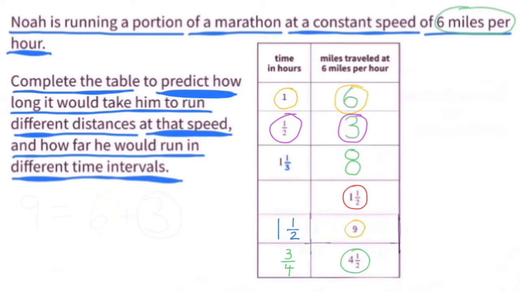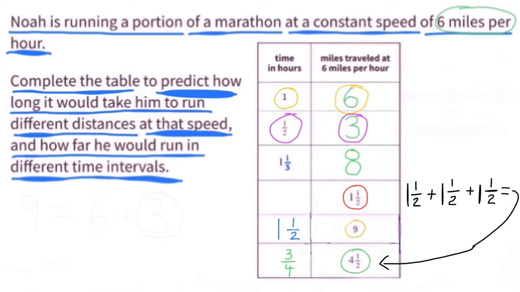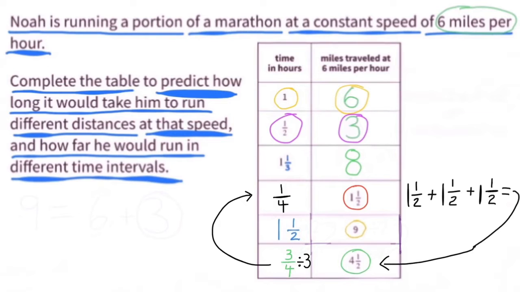1.5 miles traveled at 6 miles per hour is 3 times less than 4.5 miles traveled at 6 miles per hour, because 1.5 plus 1.5 plus 1.5 equals 4.5. We can divide 4.5 by 3 to get 1.5, and we'd have to divide 3/4 by 3 to get 1/4. So at 1.5 miles traveled at 6 miles an hour, it would have taken him 1/4 of an hour.